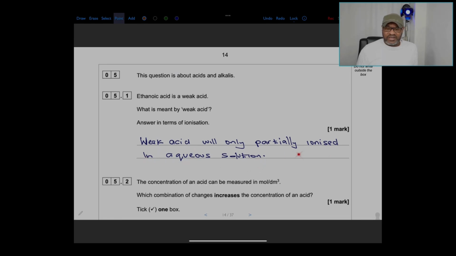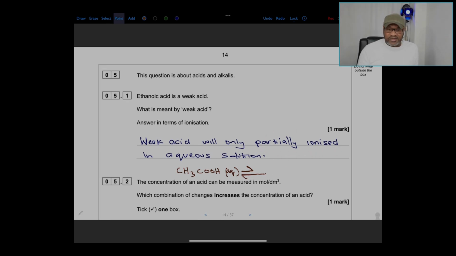What does that mean? This is what it means. If I have ethanoic acid in a solution of water, there's an arrow going forward, a shorter arrow, and a longer arrow going backwards, which means this acid prefers to be here, not there. So only a tiny small amount will go into product. That's what we mean by partially ionized.